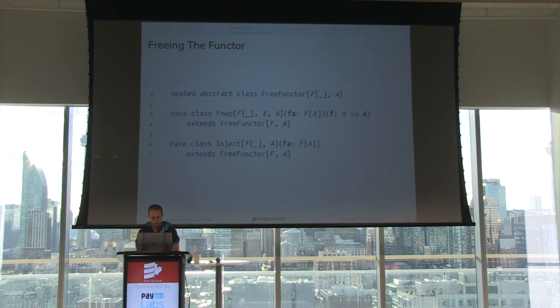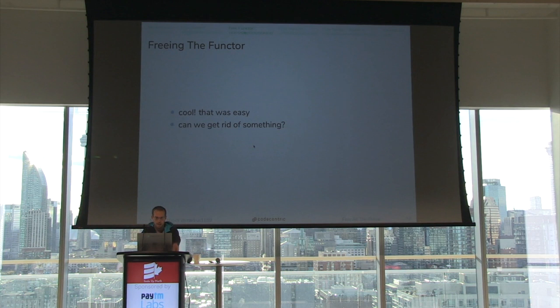Okay, so let's get started with our AST. We call it our ADT, free functor. We have a case for the fmap, which just captures the functorial value, fa, and the function f, and just returns a free functor value again. And we have a second case, which is our added inject case to inject our DSL. Okay, that was pretty easy, just two cases.